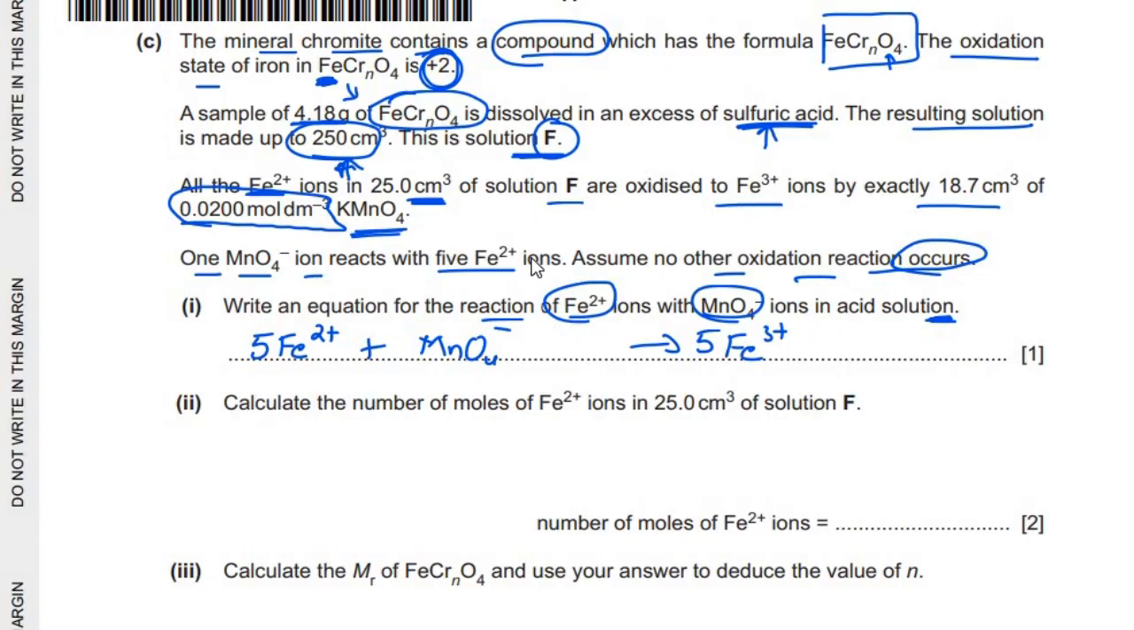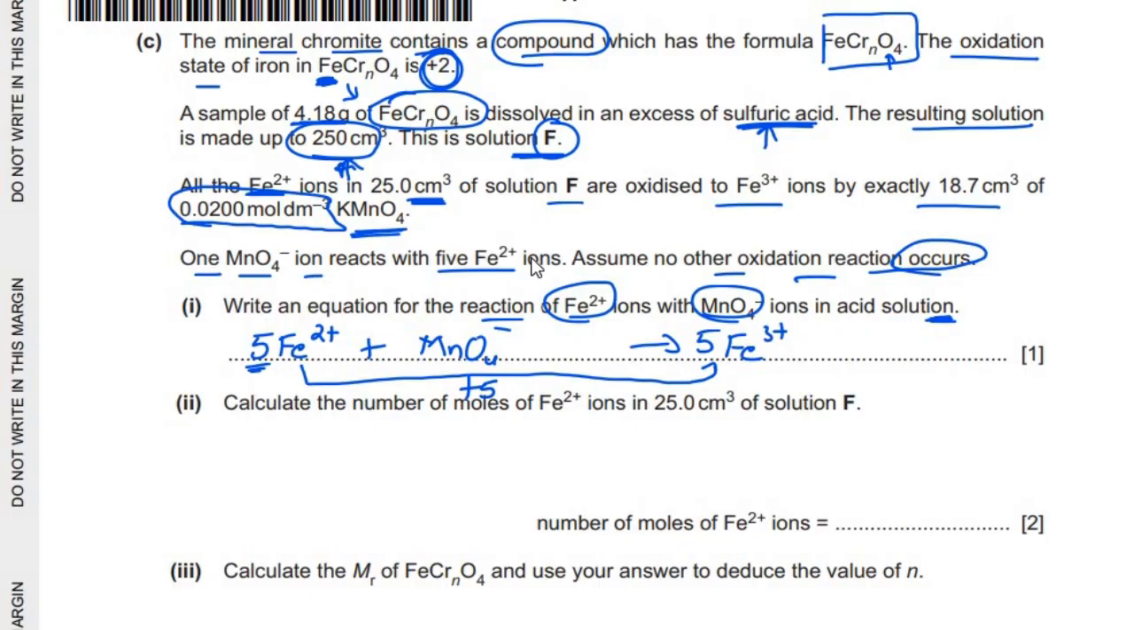Now we know that the oxidation state of 5 Fe2+ is changed to 5 Fe3+, so the oxidation change from here to here is plus 5. Why? Because each Fe is losing one electron, so one extra positive charge is added.